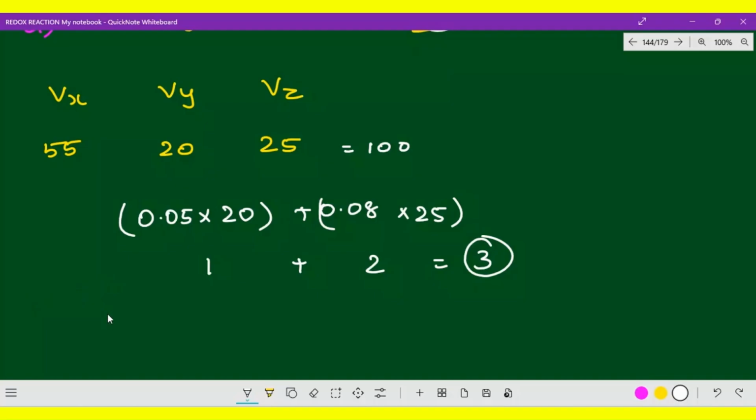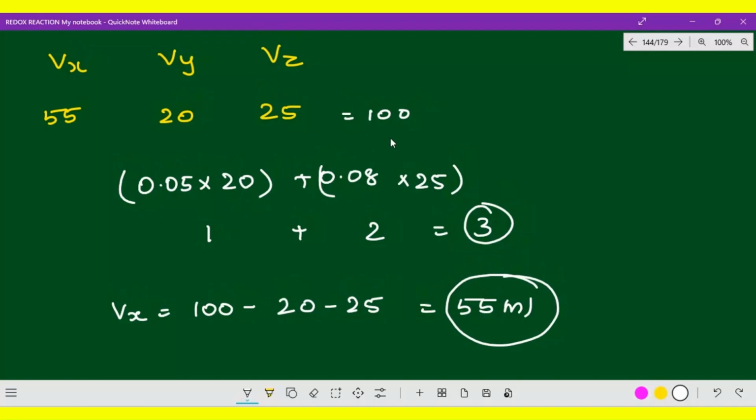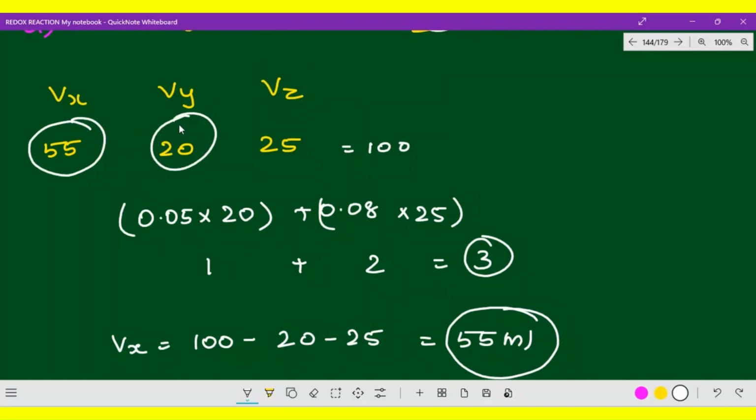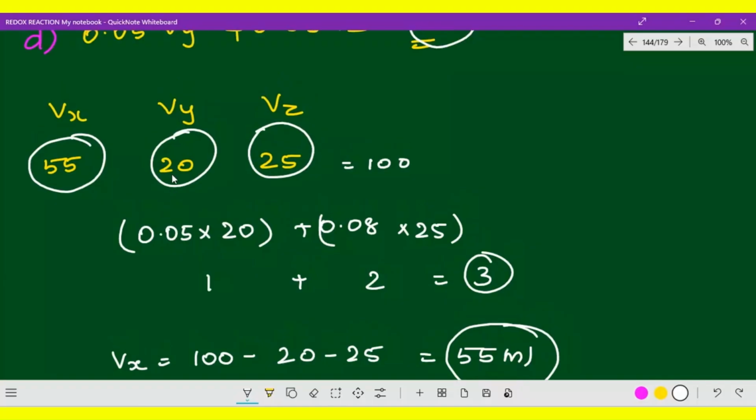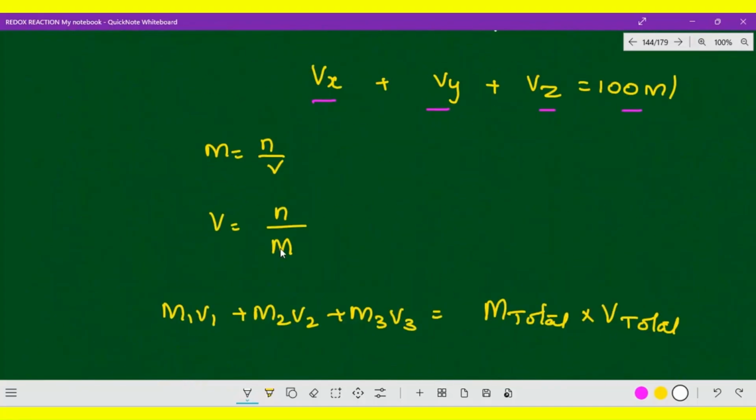So that means Vx equal to. Now let us check. This answer is 3. Right. Vx equal to 100 minus 20 minus 25, right? So how much will you get? 55 ml. So when you do this calculation, you are getting 55. So that means Vx, Vy, Vz equal to 55, 20, 25 is the correct option. If you want, you can apply other values also, option B, option C, you just check it. I hope you got that idea. This is one way to solve this kind of question. I hope you understand this question. Now, which is the correct option? Option D is the correct option.